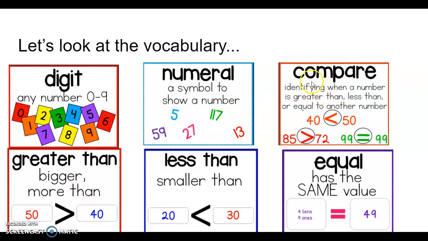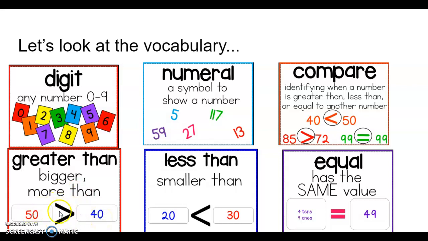If you're comparing numbers, you're identifying when a number is greater than, less than, or equal to another number. We're not going to be working with comparing today. We're going to be working on that later on in the week. Greater than means bigger or more than. So the number 50 is greater than the number 40.